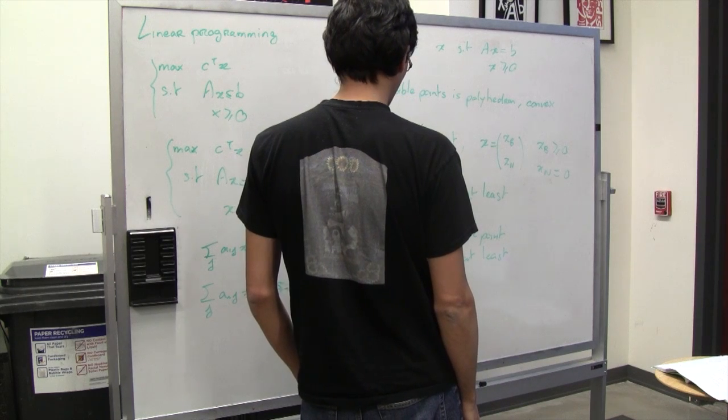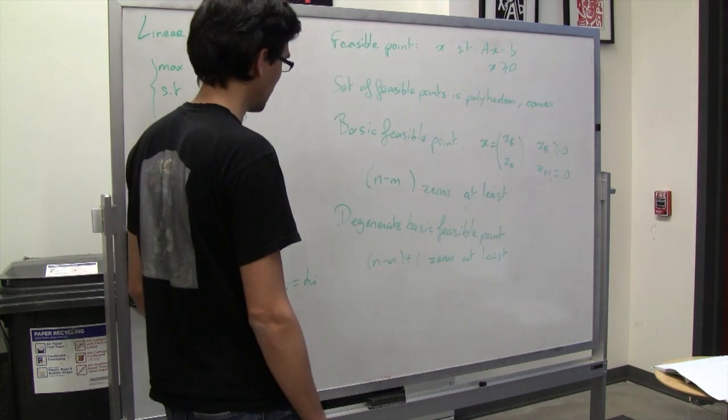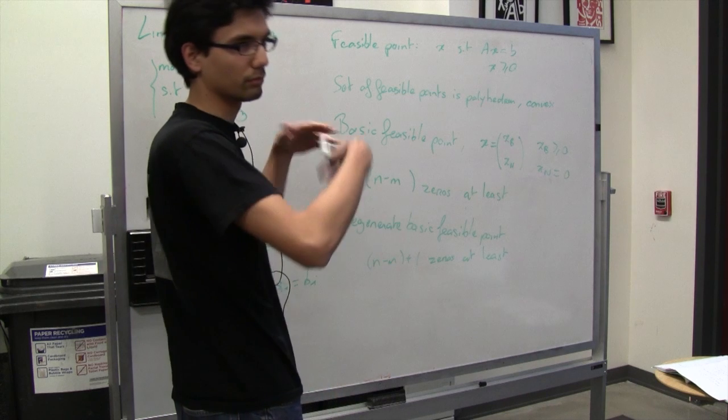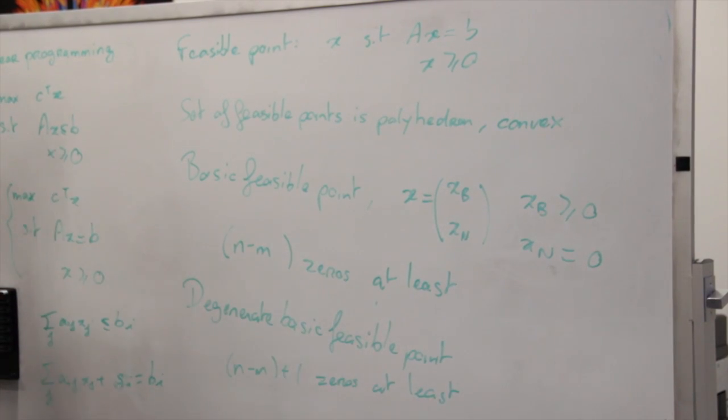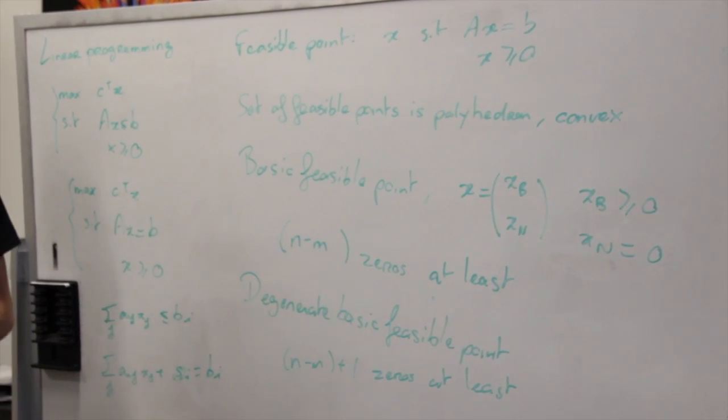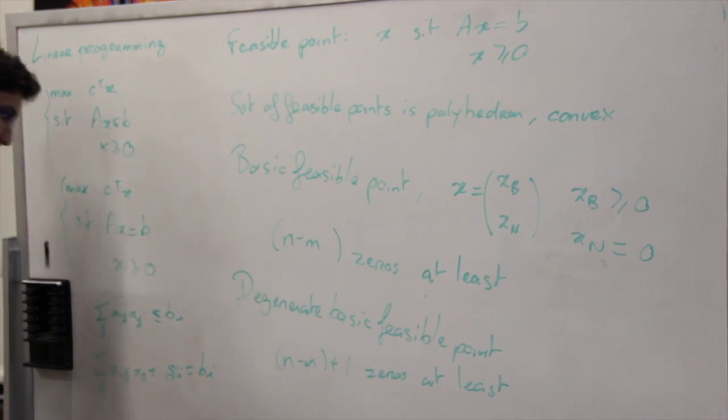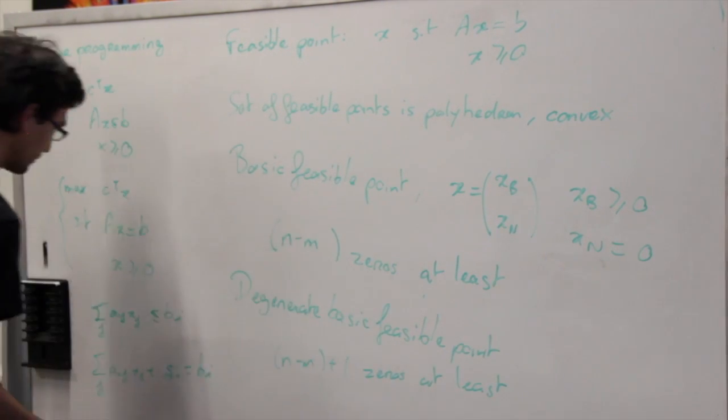Okay, and I believe I am done with just the names, definitions, and properties of things. And now, how do you actually solve a linear program?